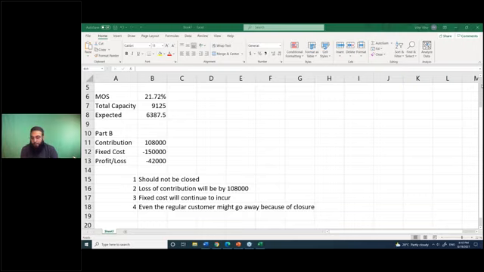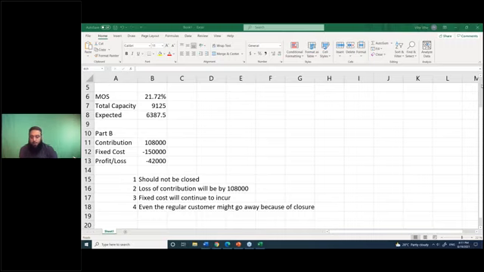Muhammad Umar, that's so simple. In the form of a paragraph, you can write that the Elka Hotel should not be closed because the company will incur a loss of contribution on the basis of closure. Full stop. Then you can write that the fixed cost will not be saved. Fixed cost is not avoidable, so you have to pay the fixed cost in any case, right?